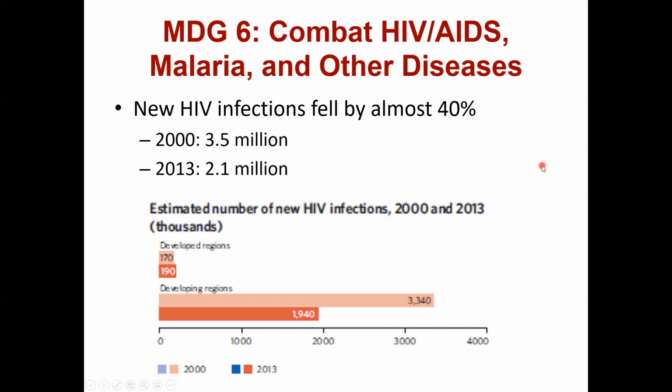All right, so MDG 6, combat HIV/AIDS, malaria, and other diseases. So let's start with HIV. New HIV infections fell by almost 40%. So in 2000, 3.5 million, to 2013, 2.1 million. So that's tremendous progress. This is still a really big number, but that's immense progress.